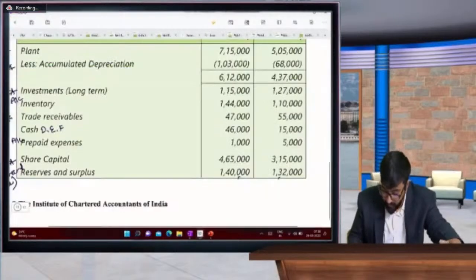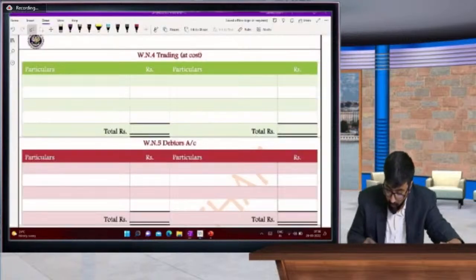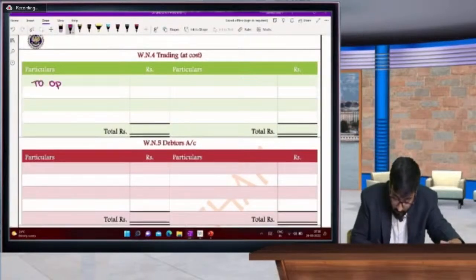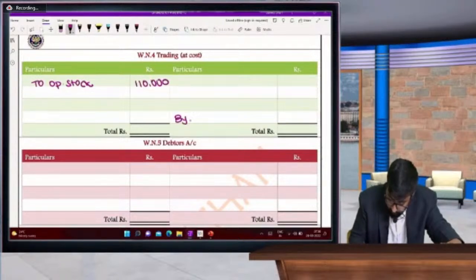Trading account, inventory 110 and 144. To opening stock 110. By closing stock 144.